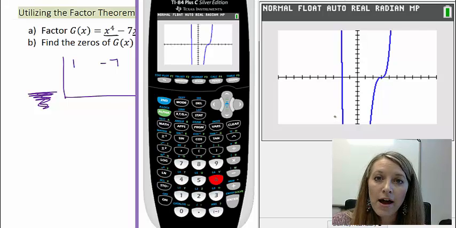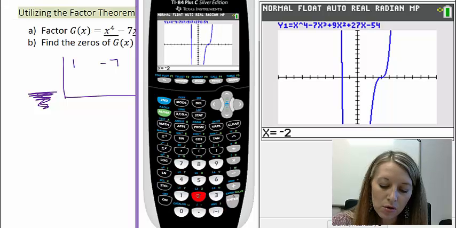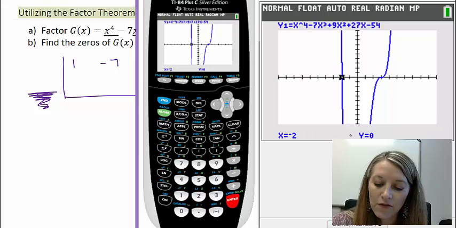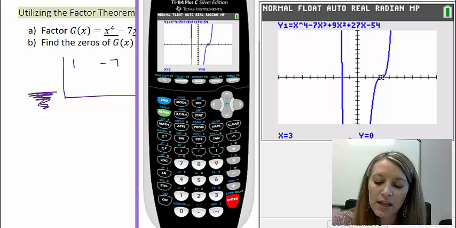If you don't trust the graph, if you think it's trying to mislead you, you are more than welcome to check it. Push your trace value, and type in what you think. I think negative 2 was an x-intercept. That confirms it because my y value is 0. And I think that 3 is an x-intercept. And so that confirms it. That gives me a y value of 0.